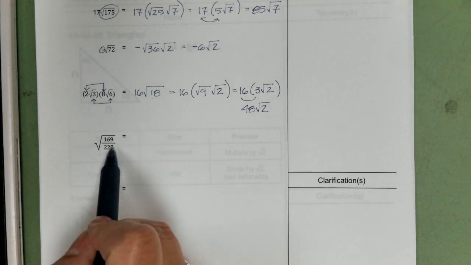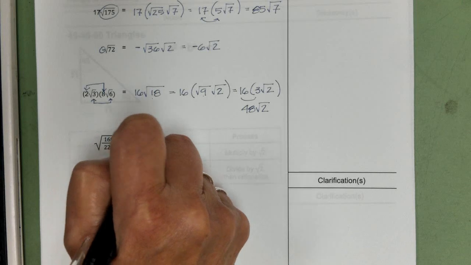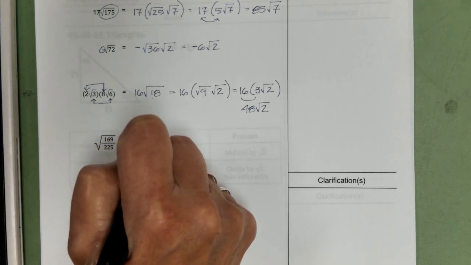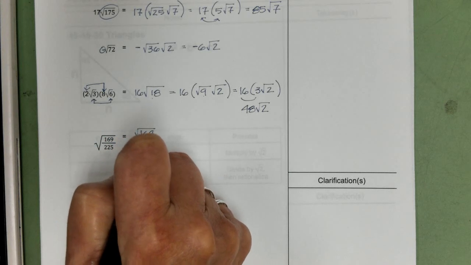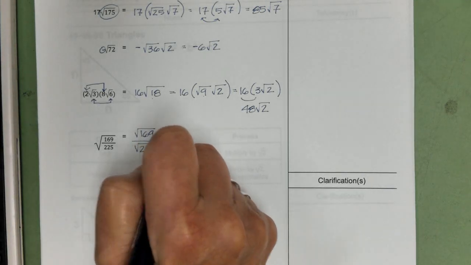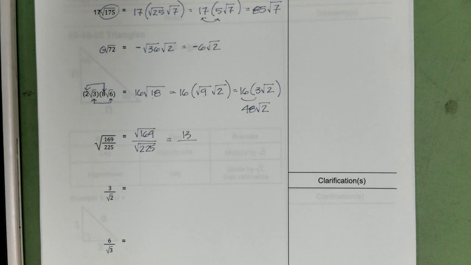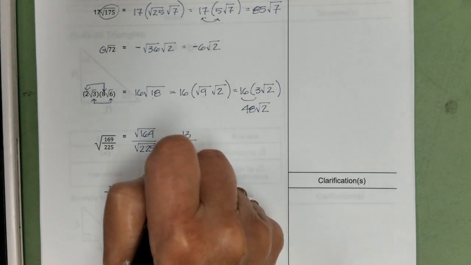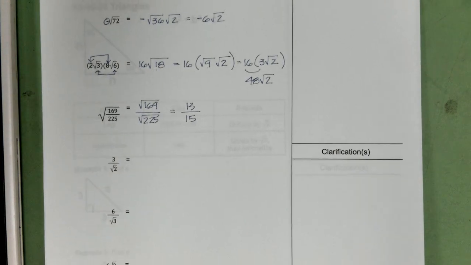Moving on to division, the first thing I'm going to do is split this into two radicals. Square root 169 divided by the square root of 225. And then I'm going to look at my table. 169 is a perfect square. Square root is 13. 225 is also a perfect square. Square root of 15.